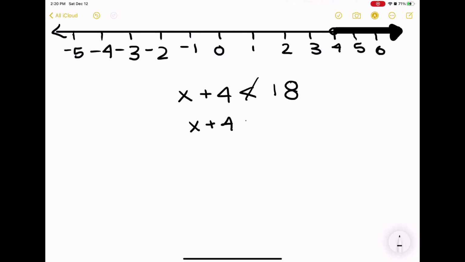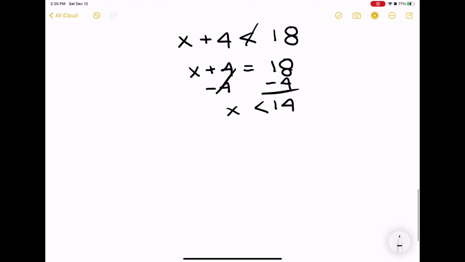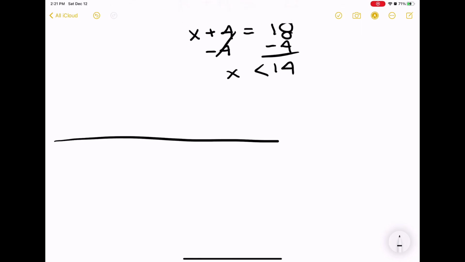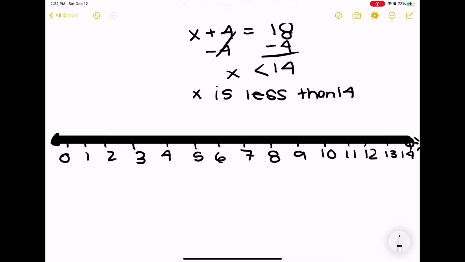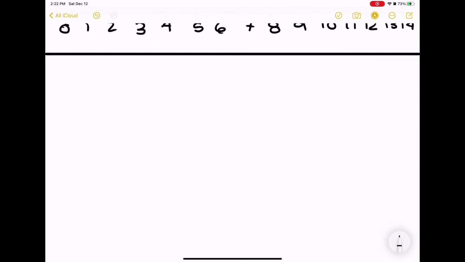And for this, it's the same thing if we have a number adding to x. So let's say we have x plus 4 is less than 18. So we replace the sign obviously with an equal sign and subtract 4. And then we'll get x is less than 14. And then we graph that on the number line just how we graphed all the other problems. So it's just an extra step, but it's a very simple one.